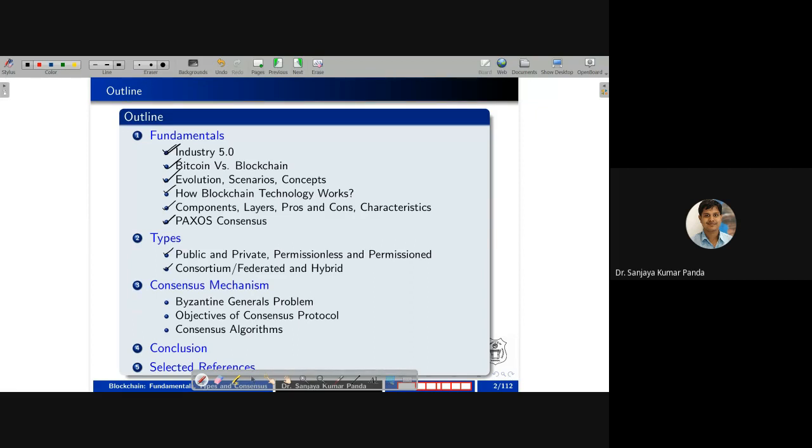So we'll see the objective behind the consensus protocol, why we need the consensus protocol, and why it is important in the case of blockchain. Then we'll see the different consensus algorithms used in the blockchain. These are the three things I will explain in today's lecture, given the time limit. And in between, I'll also show you some demos or some websites where you can practice the basics related to blockchain technology.